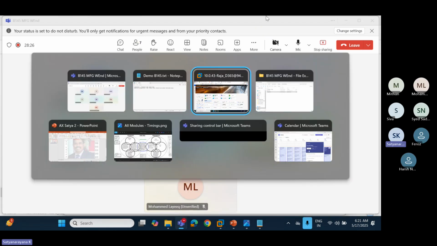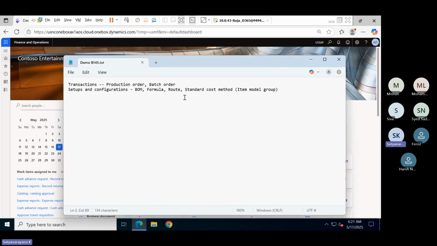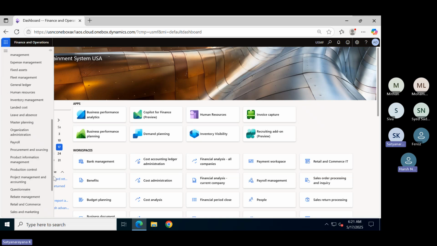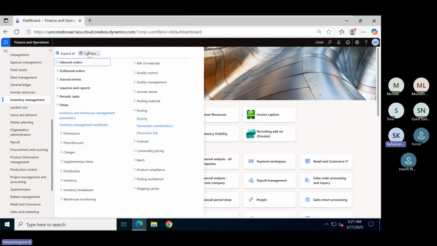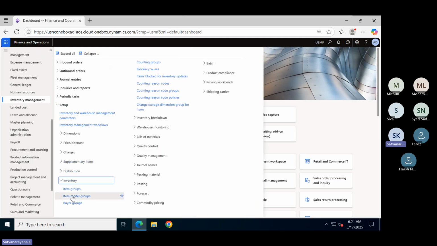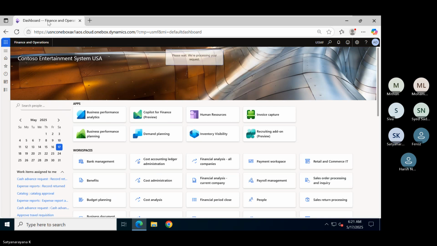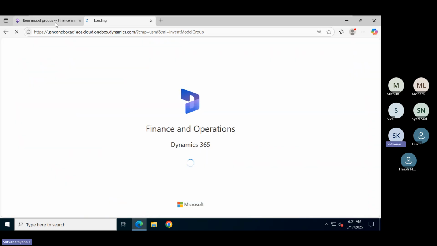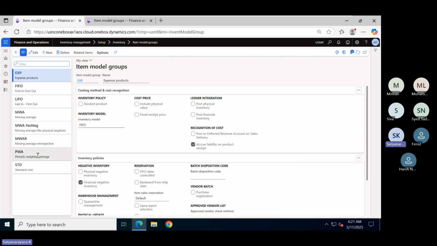Okay, here, if you look at this one, standard cost method. What does this standard cost method mean? If you go to inventory management, collapse all, setup, inventory, item model groups. So in this, we have standard cost method. This is completely different behavior from all.